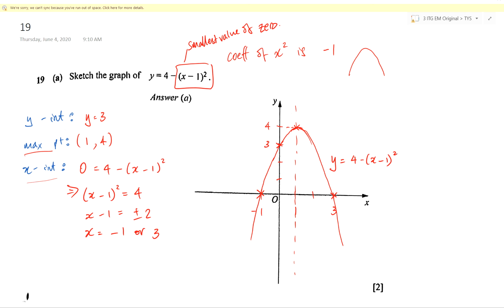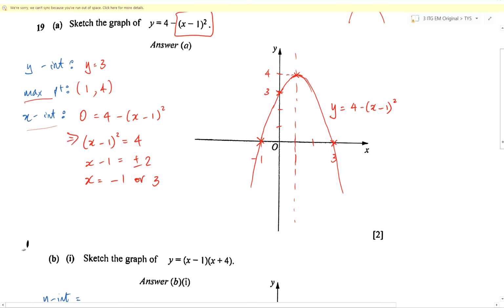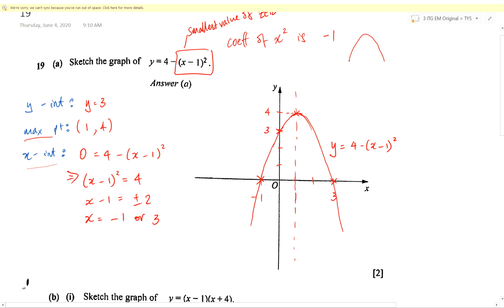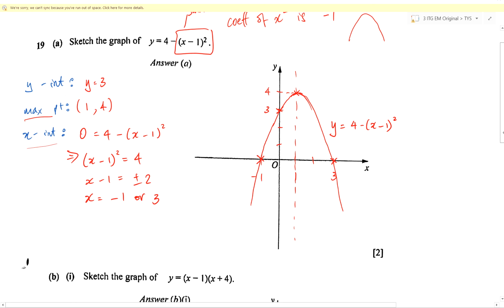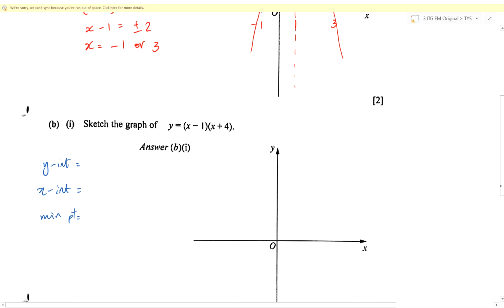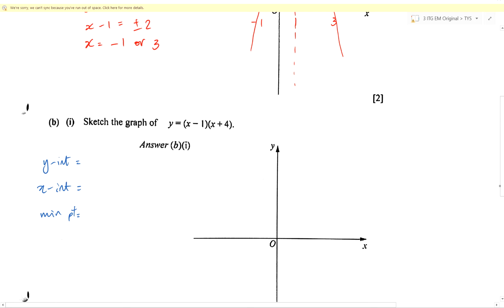Okay, the next question. This is the completed square form of a quadratic equation. Here we have the factorized form. We don't have perfect squares here already, but we still need to find the same three pieces of information: y-intercept, x-intercept, and the turning point.